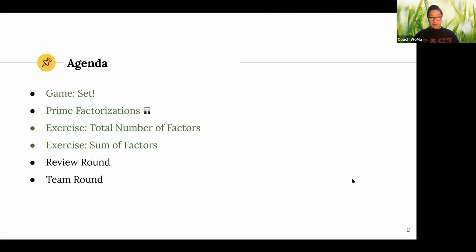This is something that most of you are probably familiar with, but there's a few interesting tricks, two tricks that we'll be showing you, specifically finding the total number of factors and the sum of factors.